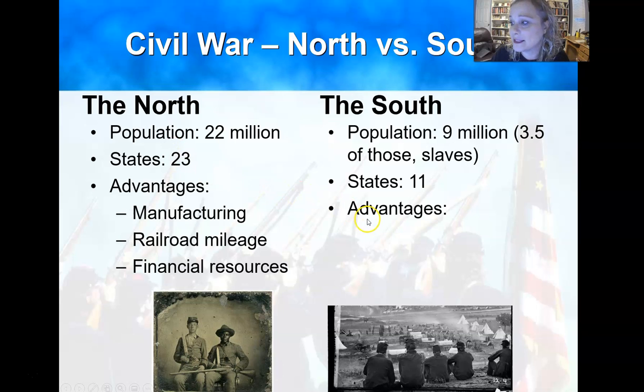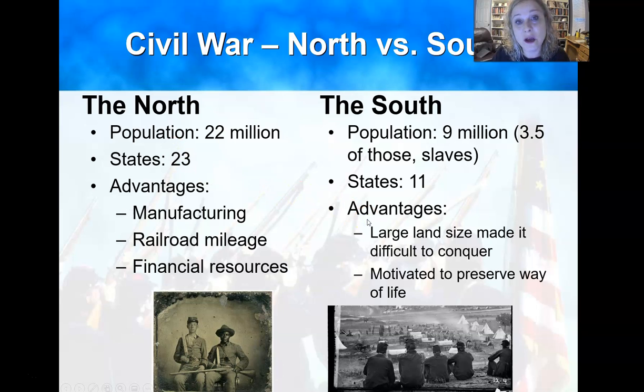However, in the South, where most of the battles take place, it's a large territory, and it made it very difficult to conquer. Remember that the North wanted to keep the South together, so they mostly had to go to the South to try to force them to stay in the Union. Where the South, they did launch some battles in the North, which we'll talk about, but mostly it's all fought mainly in the South.